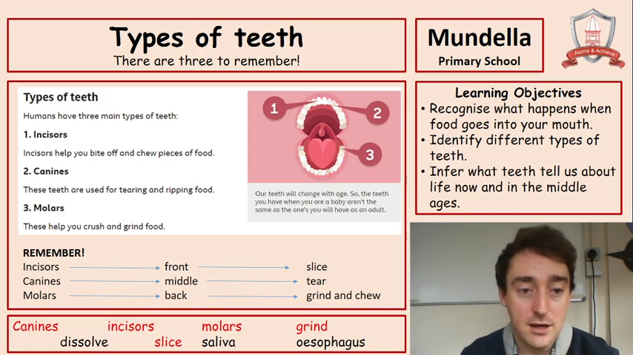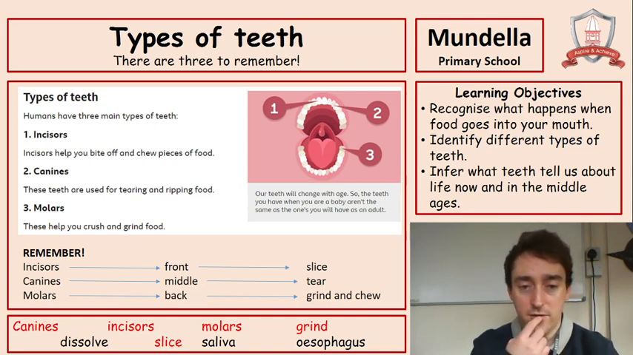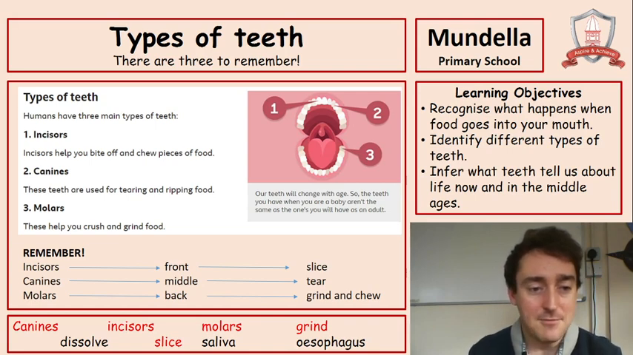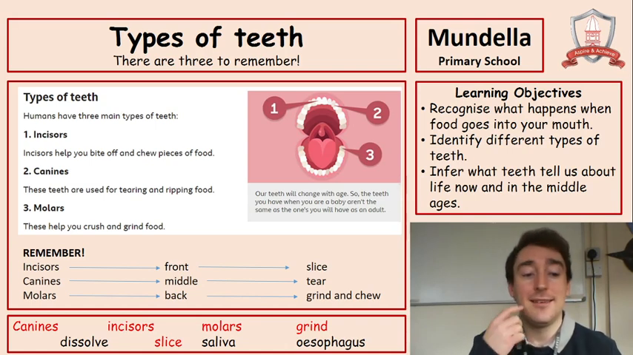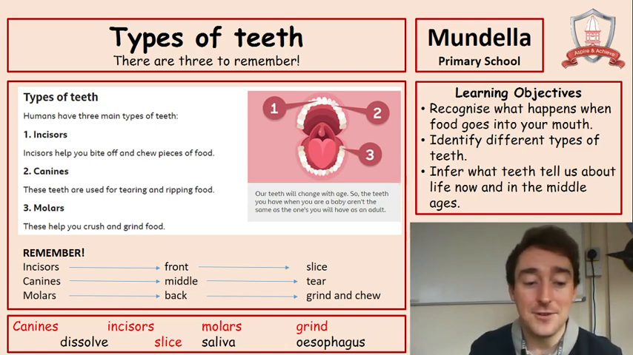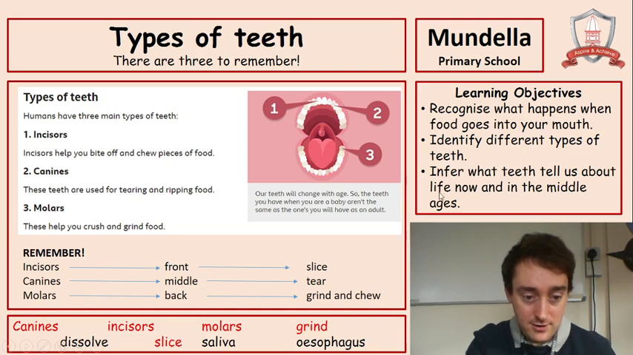Right, types of teeth. There are 3 to remember. Okay, let's have a look at this. All of this detail here. We've got at the front, number 1, we've got incisors, and they help us tear and bite off pieces of food. We've got canines just here either side, and they're used for tearing and ripping food. And finally, molars. They'll help you crush and grind food, so that you can actually swallow it and don't have to eat everything whole.